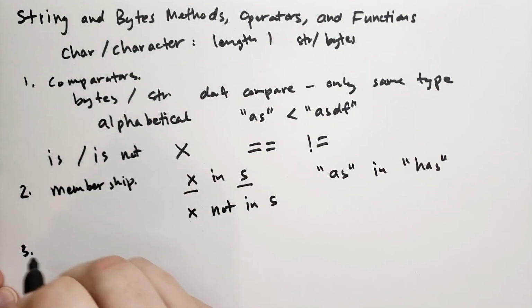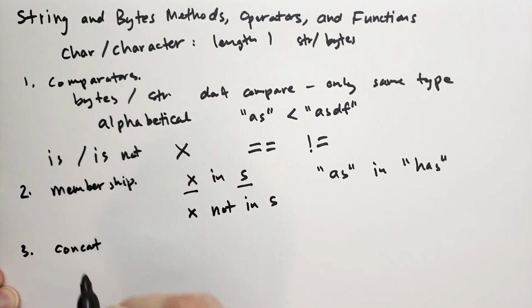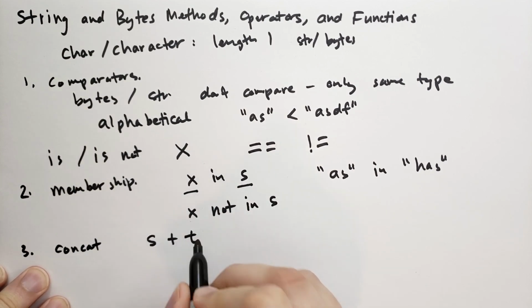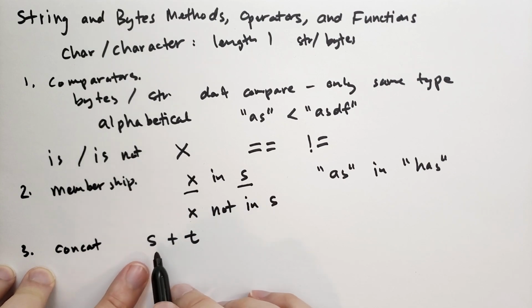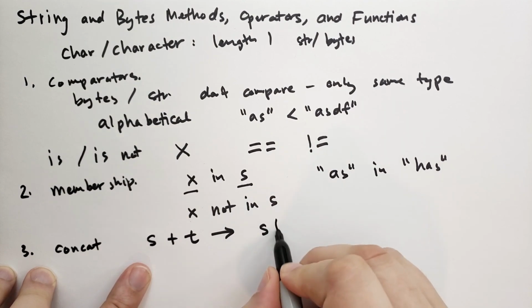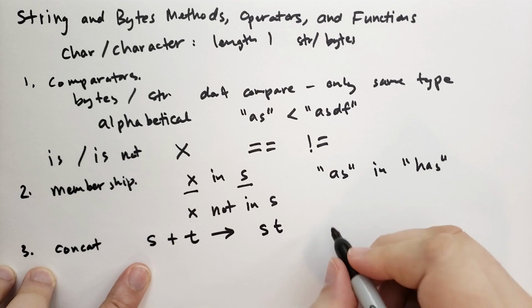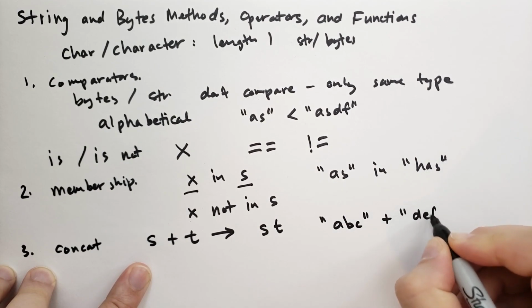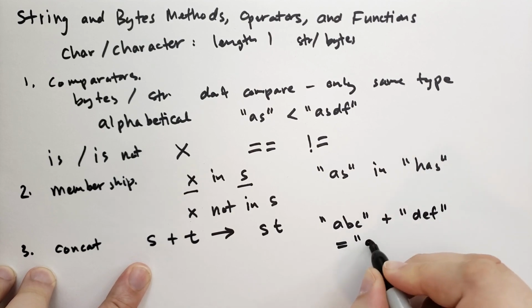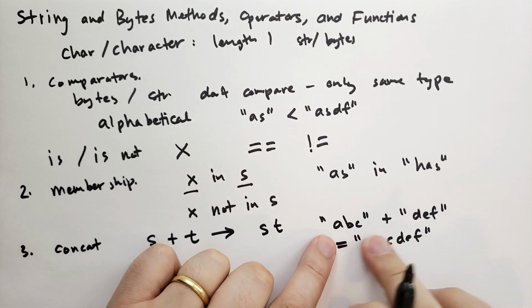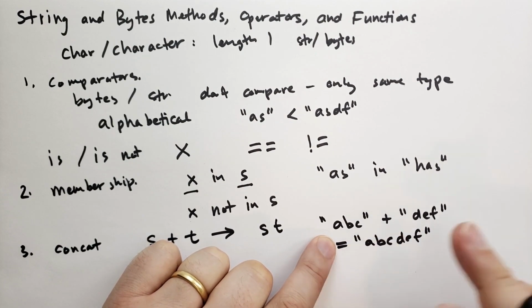You can do concatenation. I'll abbreviate that as concat. This is when you take two bytes or strings and you add them together like this. They must be the same type, so you can't add bytes to strings or vice versa. What this does is it produces a new string that is basically the strings pasted together. An example of that would be ABC plus DEF will give you ABCDEF.